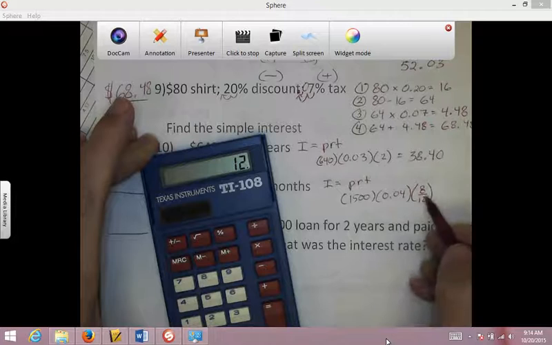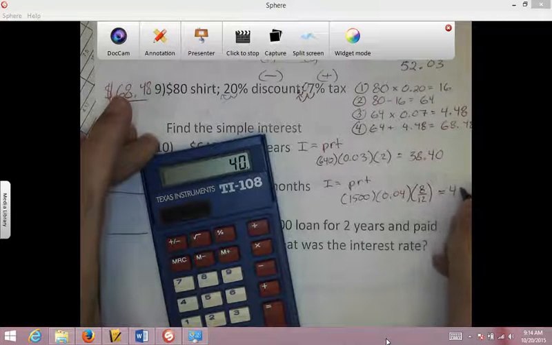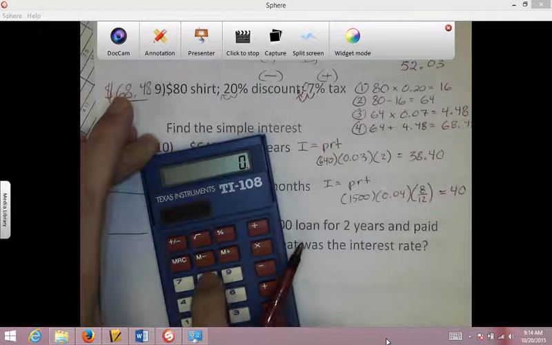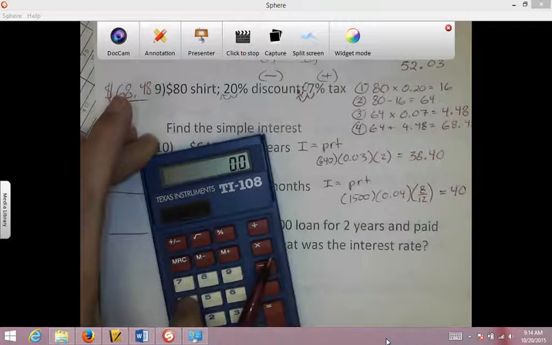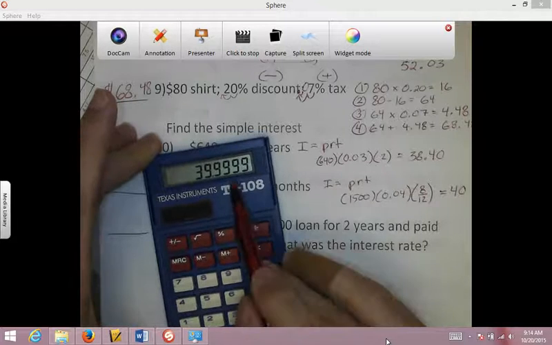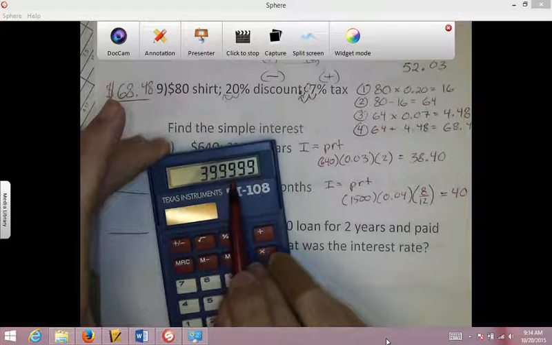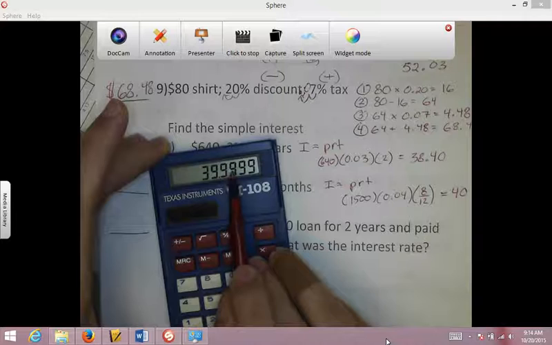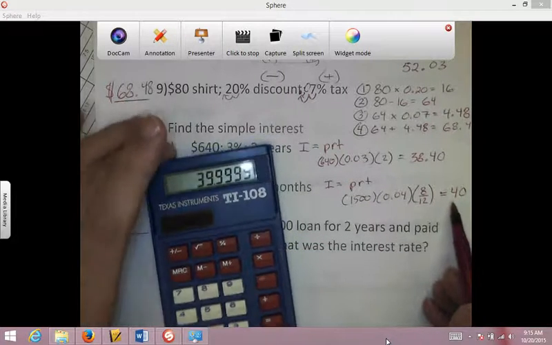We end up getting 40. If you did it the other way, starting from here, 8 divided by 12 times 0.04 times 1,500. Here, very, very similar, 39.99. The calculator makes a little bit of rounding, that's okay. Either answer I would accept, but if you do it from the front, it'll come out nice and even and perfect. 40.